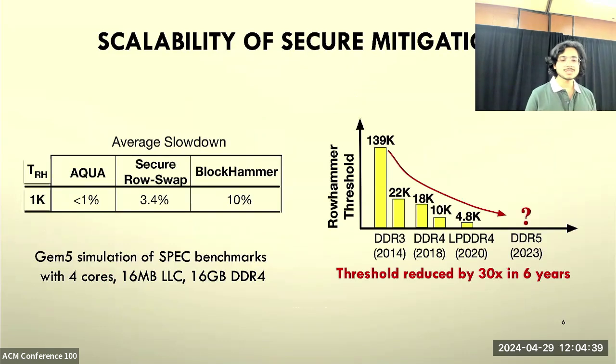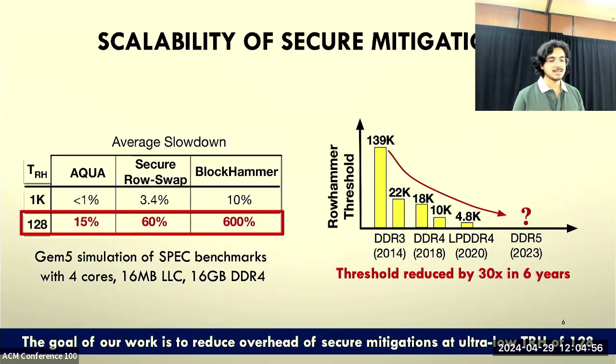Unfortunately, the Rowhammer threshold has reduced by over 30 times in a span of just 6 years to just 4,800 activations. If this trend holds, we will see ultra-low thresholds of a few hundreds or less by the end of this decade. At such ultra-low thresholds, the problem becomes much worse. At a threshold of 128, Aqua's overhead increases to 15%. SRS incurs a drastic slowdown of 60%, and Blockhammer is completely unusable with a 600% average slowdown. So the goal of our work is to make these schemes viable even at an ultra-low threshold of 128.